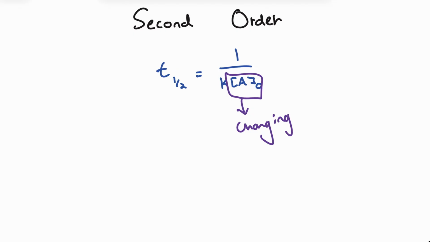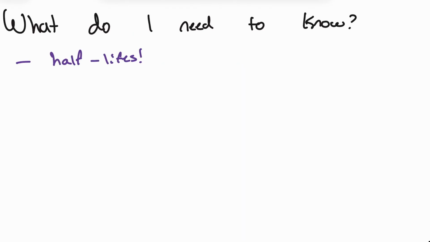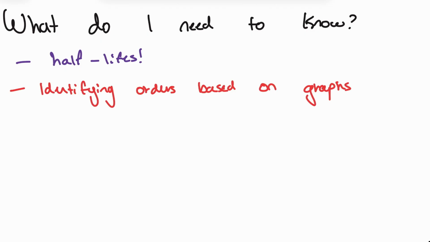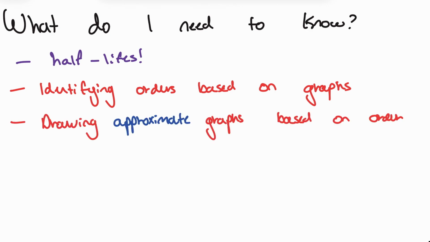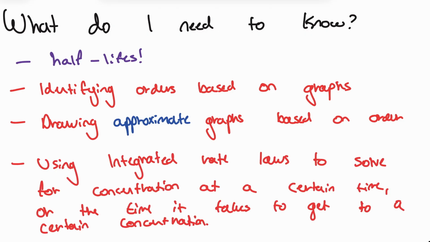And so those are all the properties you have to know for the change in concentration over time for different ordered reactions. Just for a quick recap, you need to make sure you're able to find the half-life for any reactant for these orders. Additionally, you should be able to identify which order a reaction is going to be based on the graph given to you. You should also be able to draw an approximate graph based on your order. It doesn't have to be perfect, you just have to know whether to draw a curve or a line. And then lastly, using your given integrated rate laws, you should be able to solve for the concentration at a certain time, or the time it takes to get to a certain concentration for your reactant A.